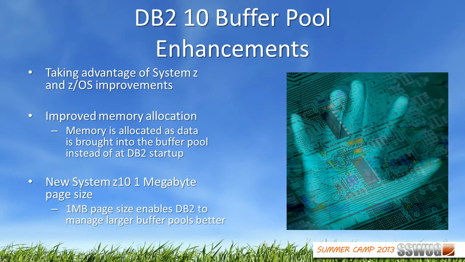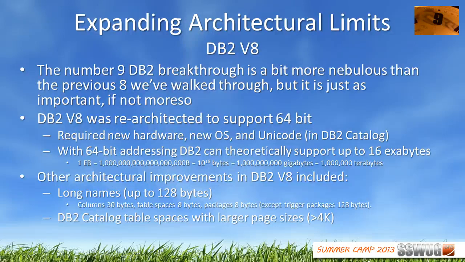Again, IBM is making enhancements over the course of the versions, and we see version 10 add some buffer pool enhancements. There are OS improvements in System z synergy, some memory allocation improvements so that the memory for the buffer pool is allocated as data gets brought into it instead of immediately at startup. And the 1 megabyte page size in the System z10 enables DB2 to manage larger buffer pools better. So we get better support. And really, we've had architectural limits being expanded too, not just buffer pools.